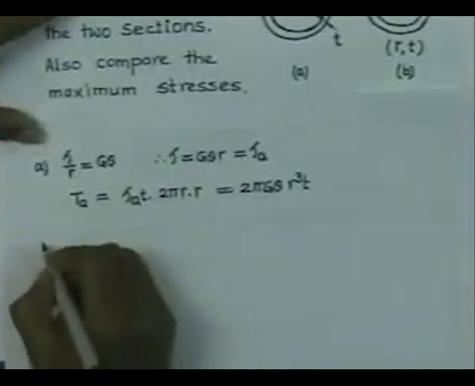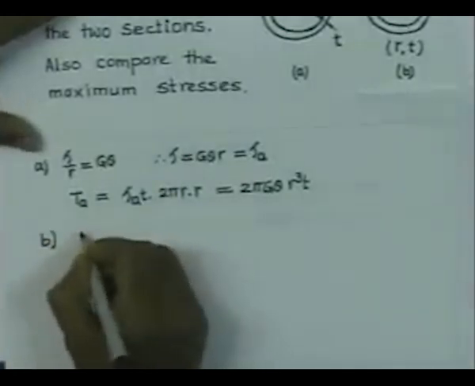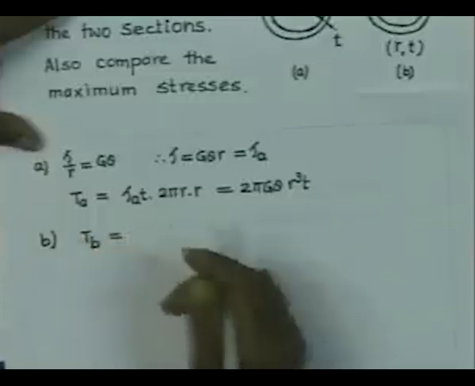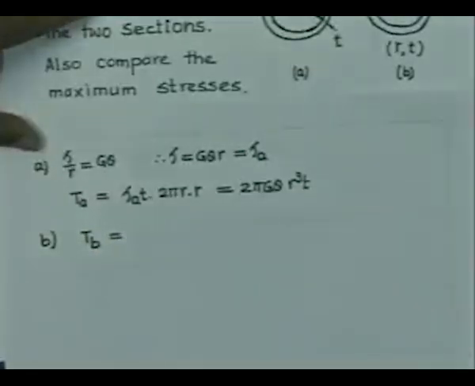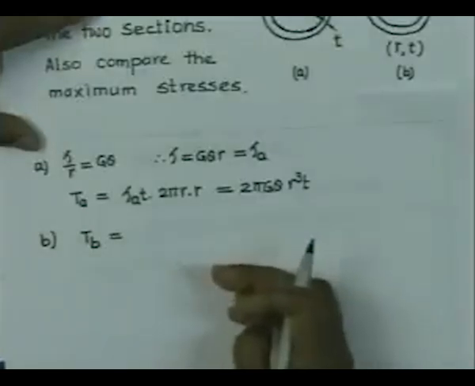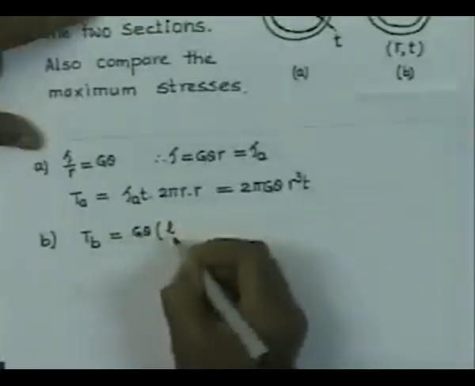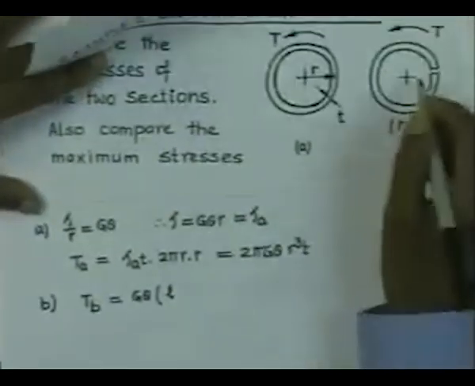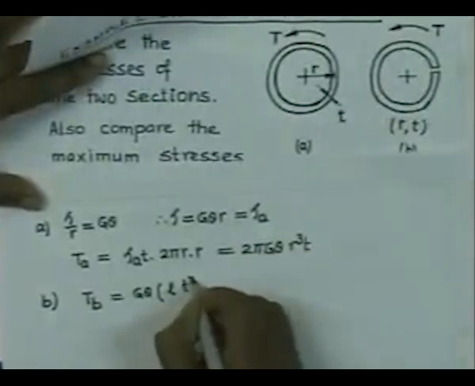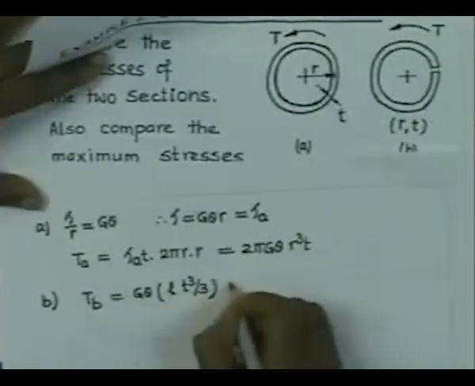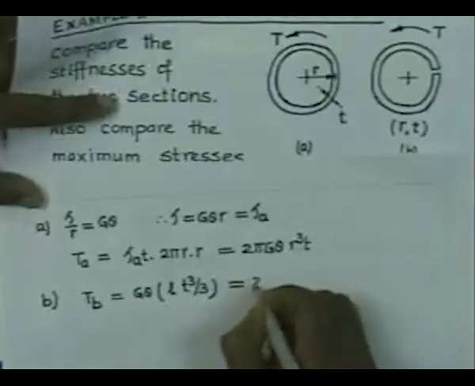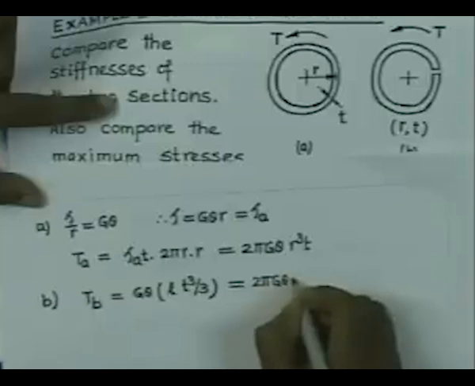Now, let us go for case number 2. For case number 2, we can now calculate T B. We make use of the formula that we have derived for the rectangular section, G theta b t cube by 3. Herein b is nothing but the length of the whole circumference, which is 2 pi r. So, we can write G theta multiplied by L, the total length of the circumference, t cube by 3. It is a simple application of the formula that we have derived for thin rectangular sections, and that gives us 2 pi G theta r t cube by 3.